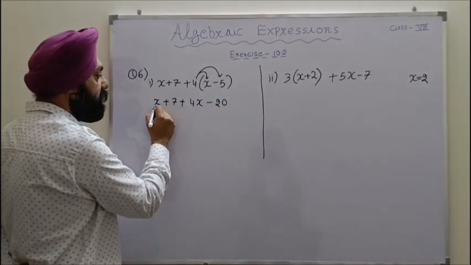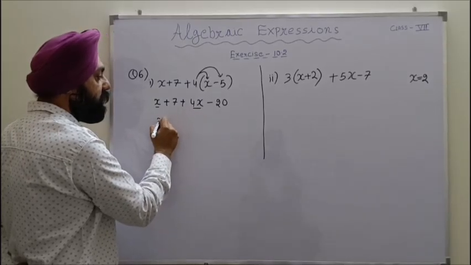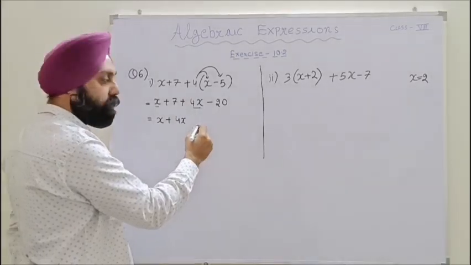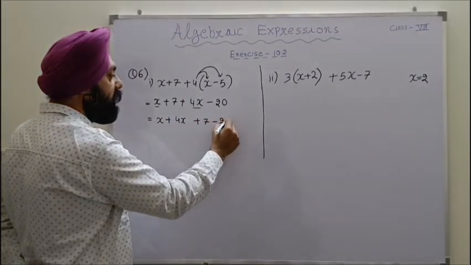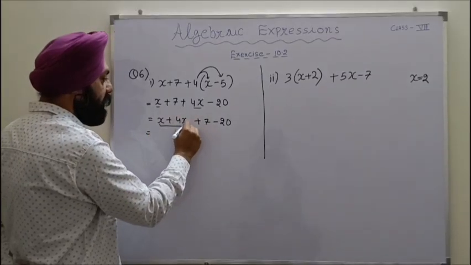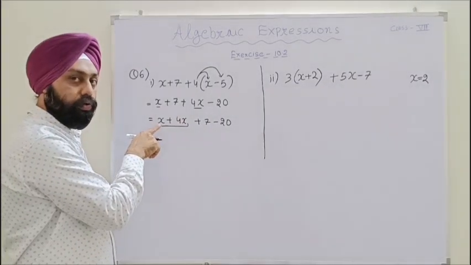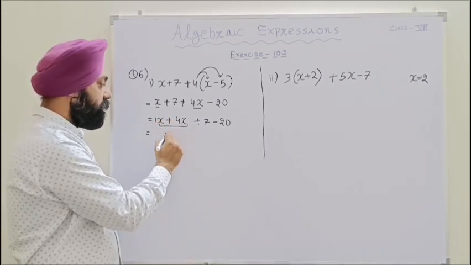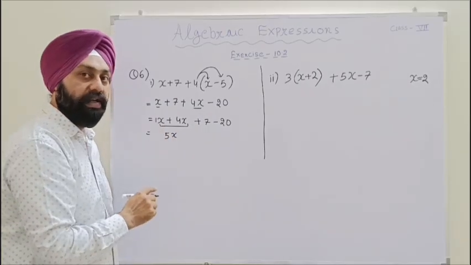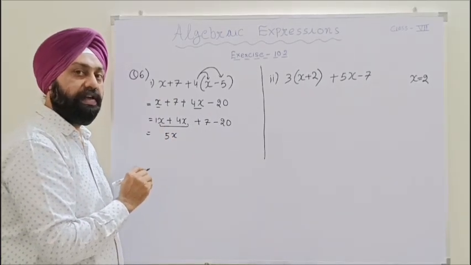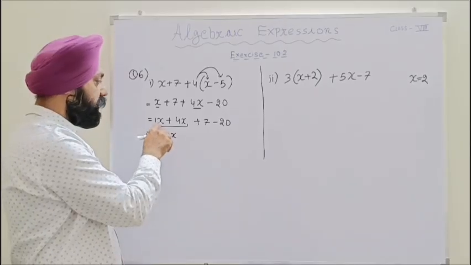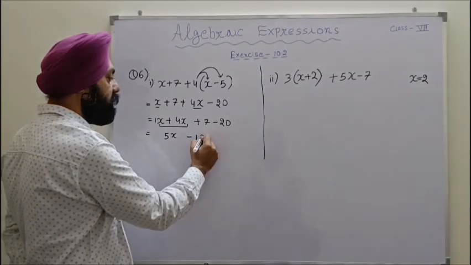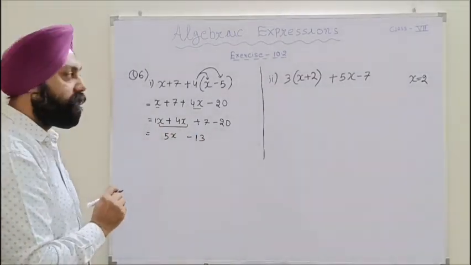Now we have like terms x and 4x. We will write the like terms together. So it is x plus 4x. And we have constants also, that is plus 7 and minus 20. We will write them together. If there is no numerical coefficient before x, it means it has 1. So 4x and 1x will give 5x. Whenever we are adding like terms, only the numerical coefficients get added, not the variables. So 4x plus x will give 5x, and plus 7 and minus 20 will give minus 13. So this is the simplified form of this expression.